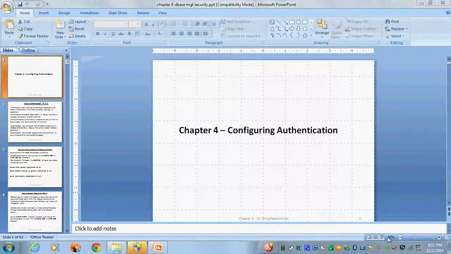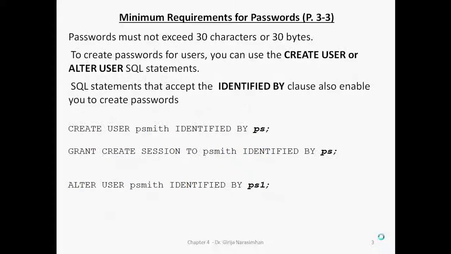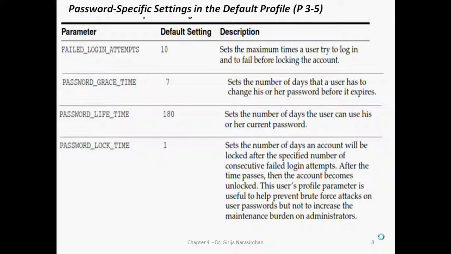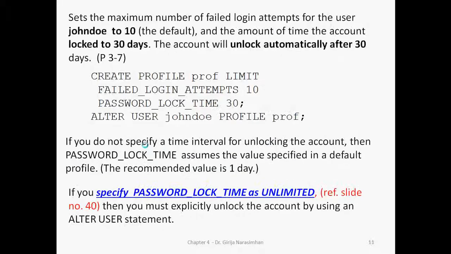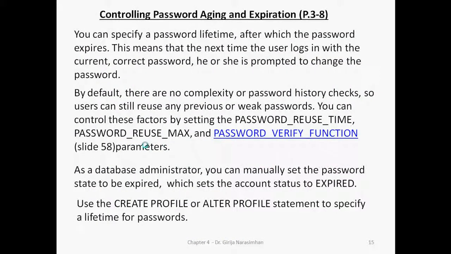Chapter 4, Configuring Authentication. This is regarding user profile, part 2. We already studied user profile in part 1. There are 4 important parameters in create profile: failed login attempts, password grace time, password lifetime, password lock time, password reuse time, and password reuse max. We already studied password reuse time and password reuse max. Today we study the password lifetime and the grace time.